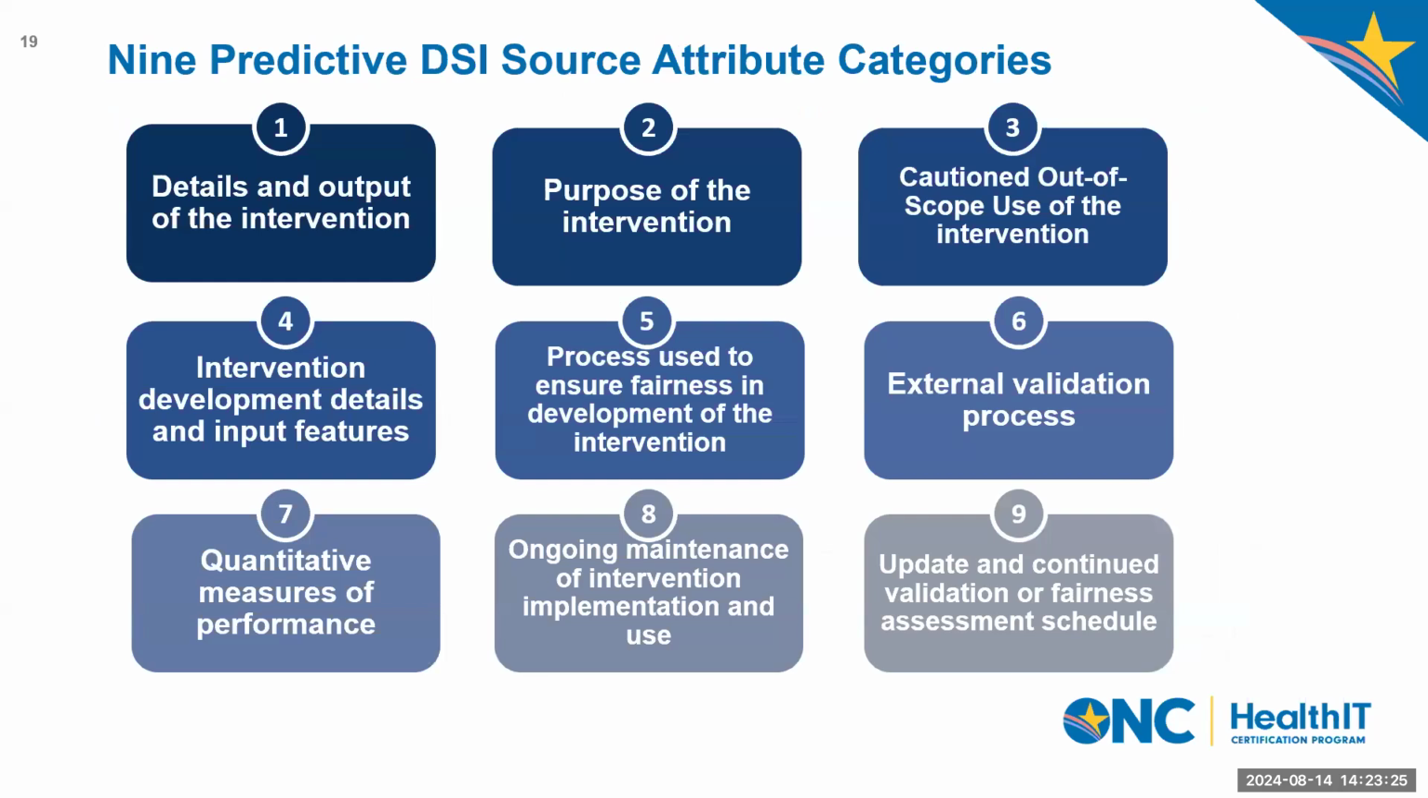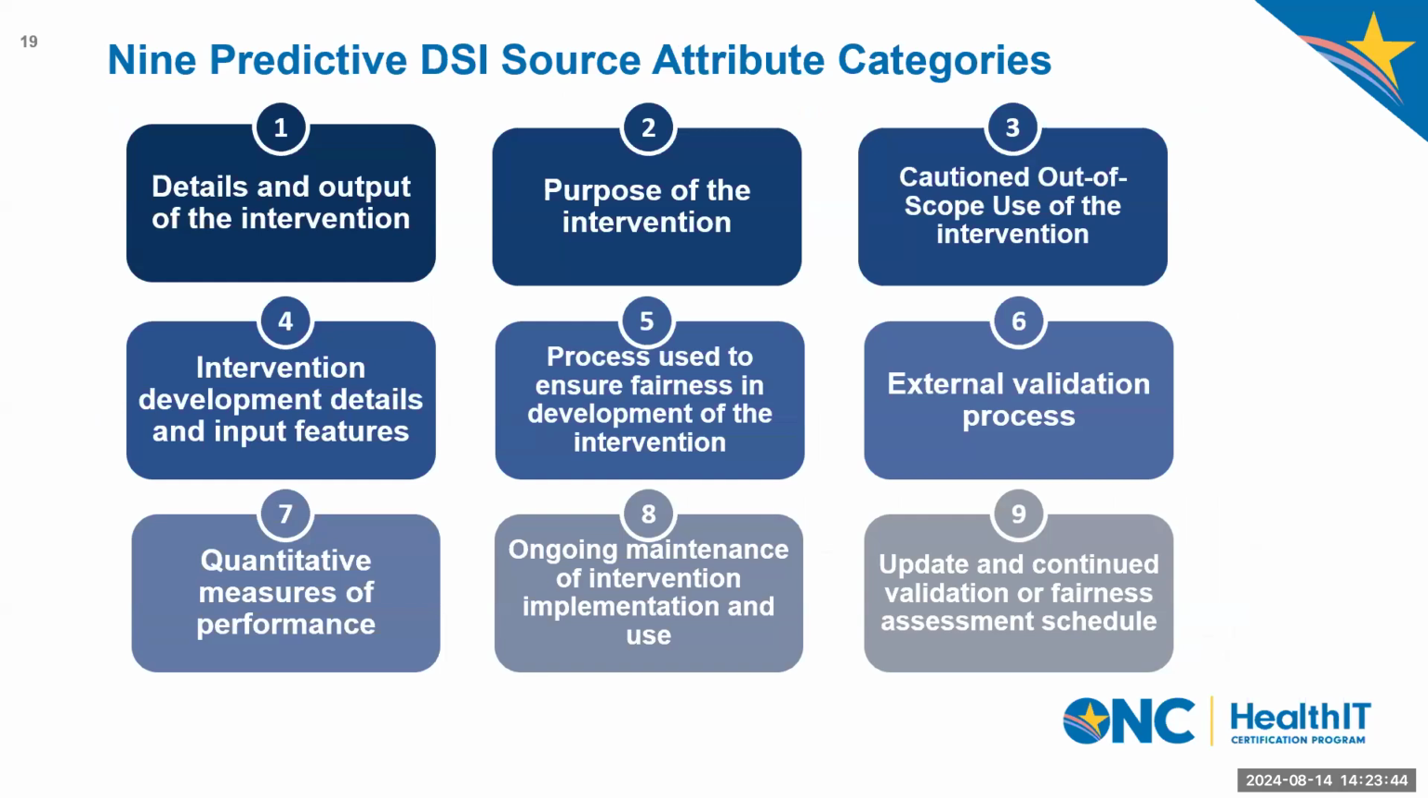This slide is showing the 9 predictive DSI source attribute categories. We sort of look at these in 3 sections. The first section is 1 through 3. This is what the intervention does, how it should be used, and how it should not be used.